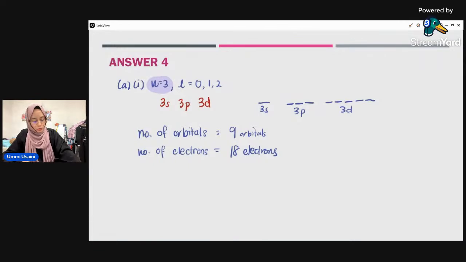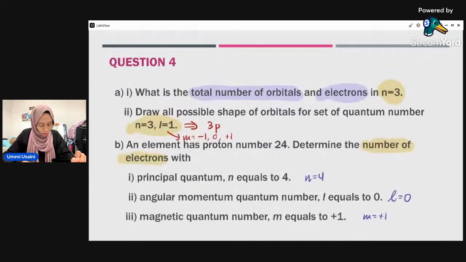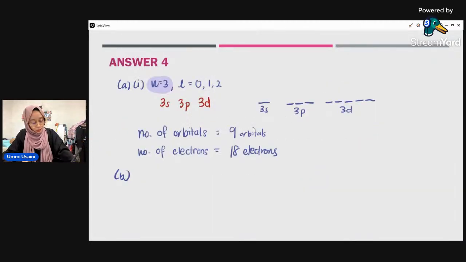So this element just now, does it have a name? It doesn't, it was just told that the element has proton number 24. Okay, so let's just call it X, with 24 protons. So for its orbital diagram, of course we start with 1s.